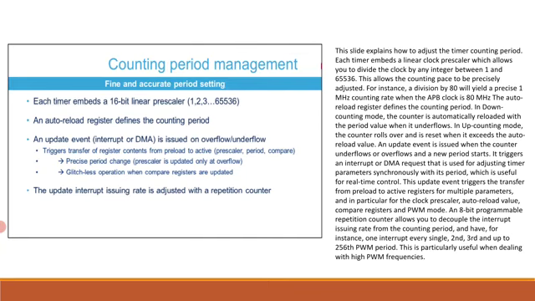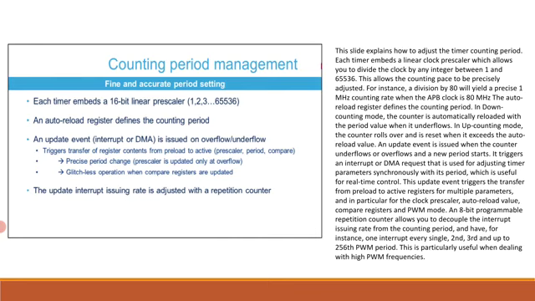This update event triggers the transfer from preload to active registers for multiple parameters, and in particular for the clock prescaler, auto reload value, compare registers, and PWM modes, all the four modes. An 8-bit programmable repetition counter allows you to decouple the interrupt issuing rate from the counting period and have, for instance, one interrupt every single second, third, and up to 256th PWM period. This is particularly useful when dealing with high PWM frequencies.